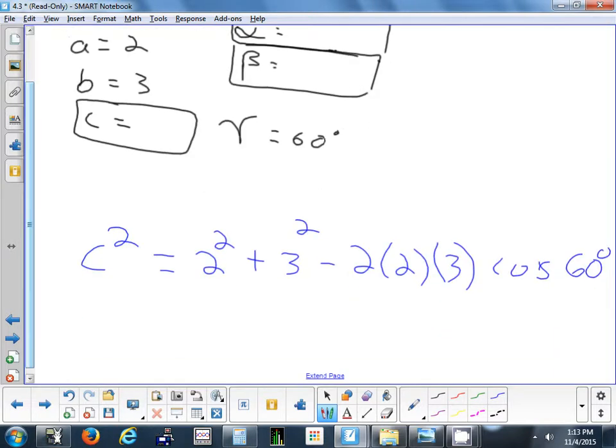Trevor, what's 2 squared? 4, and 3 squared? 9. What do you get when you add them up? 13. Minus 2 times 2? 2 times 2? Brandon? 4 times 3? 12 times cosine 60.